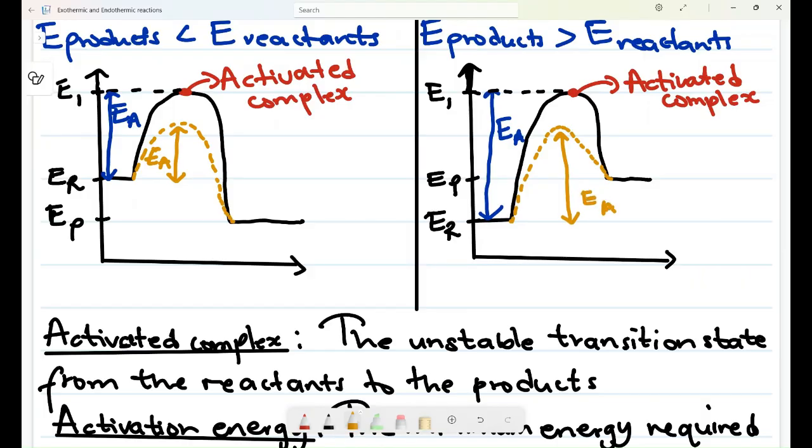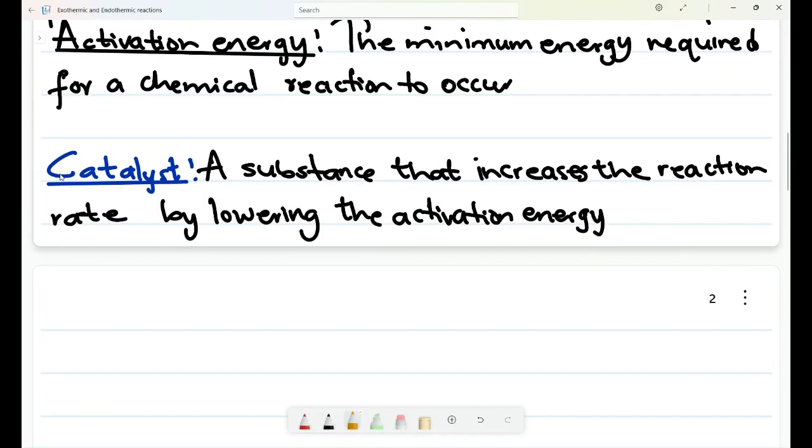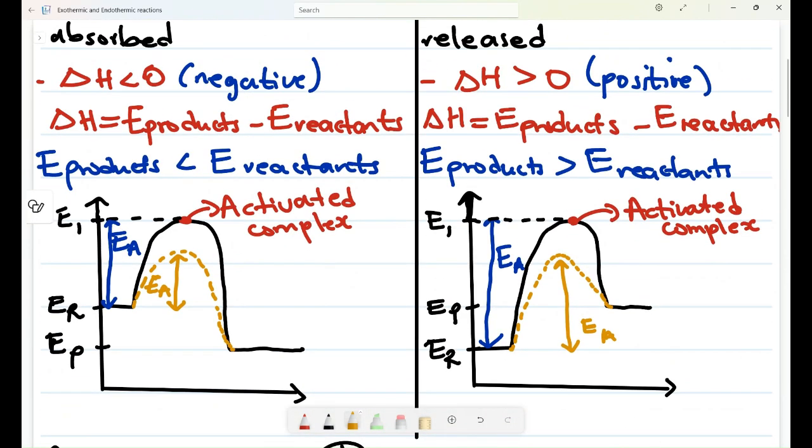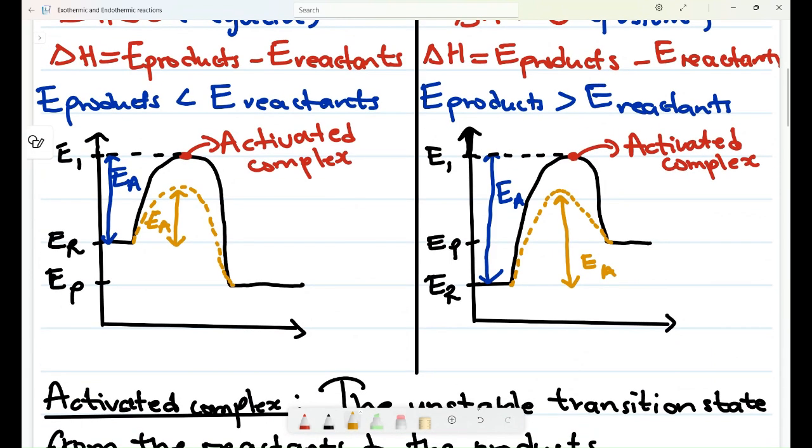So the effect of a catalyst, it does what? It increases the reaction rate by lowering the activation energy. It only affects the activation energy. It does not affect the energy of the products. It does not affect the energy of the reactants. Please take note of that.